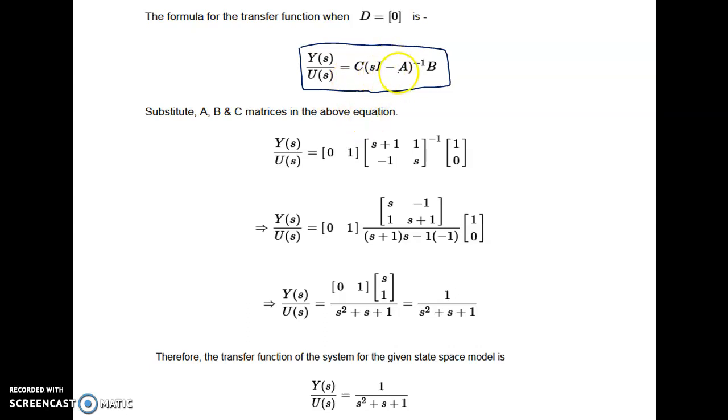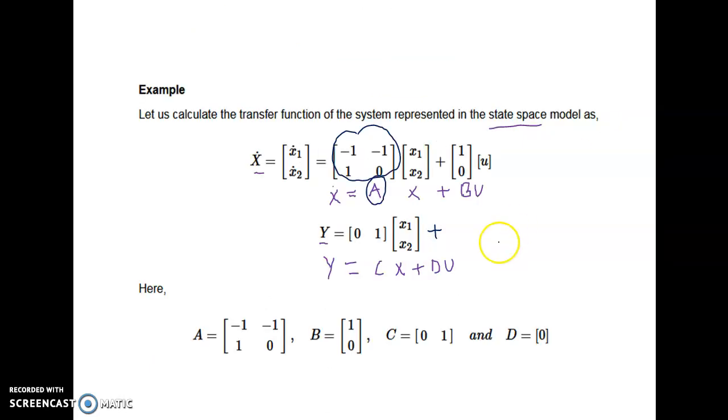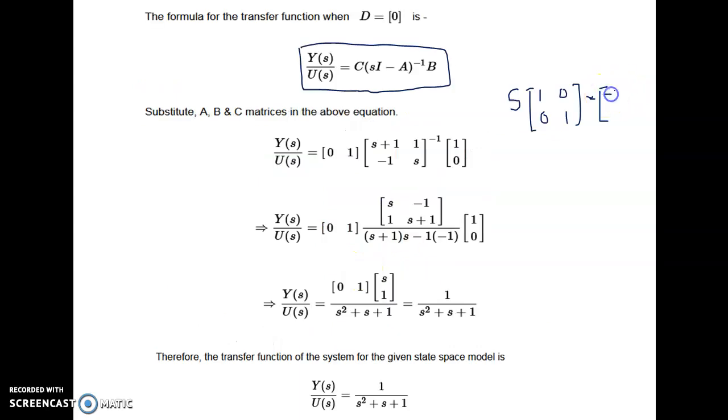So here sI minus A is s multiplied by I. As I told, I is a unit matrix, so that unit matrix is [1, 0; 0, 1], a 2 by 2 matrix, minus A. My A, we have found the value of A as [-1, -1; 1, 0]. So let me write the value of A here. This is the A.